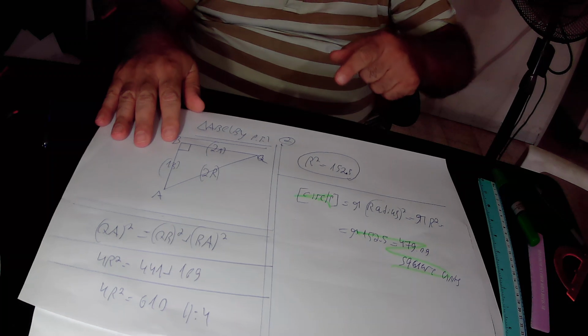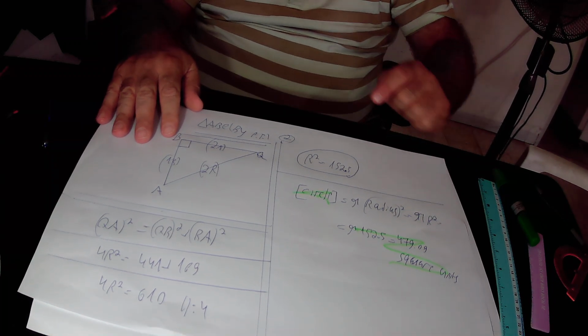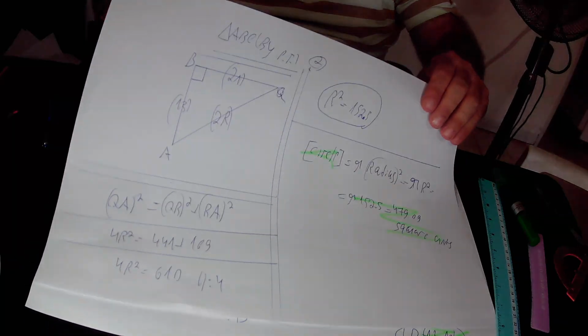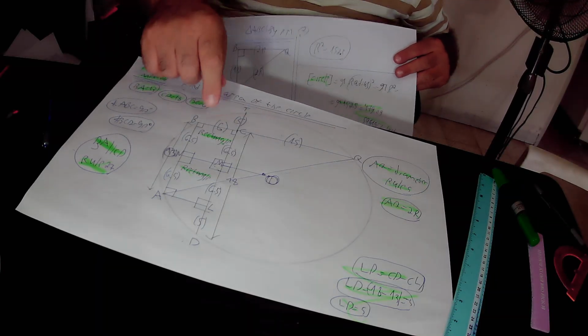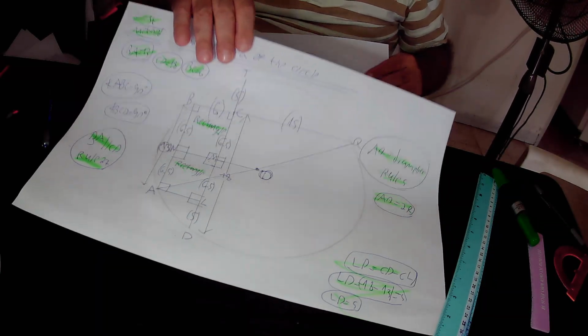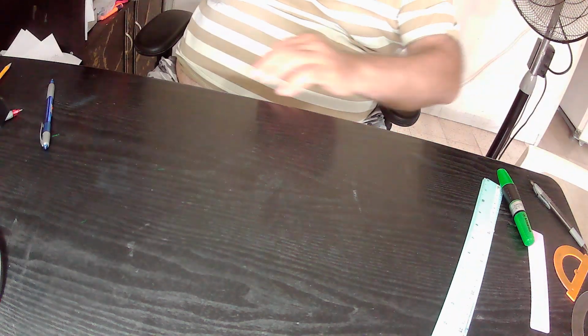so in terms of numbers, the area of our circle must be equal to 479.09 square units in size. So we finish with the first method. In the next step, I will present how to find the area of this circle according to the second method. In the second method, we use the facts that we already found in the first method.